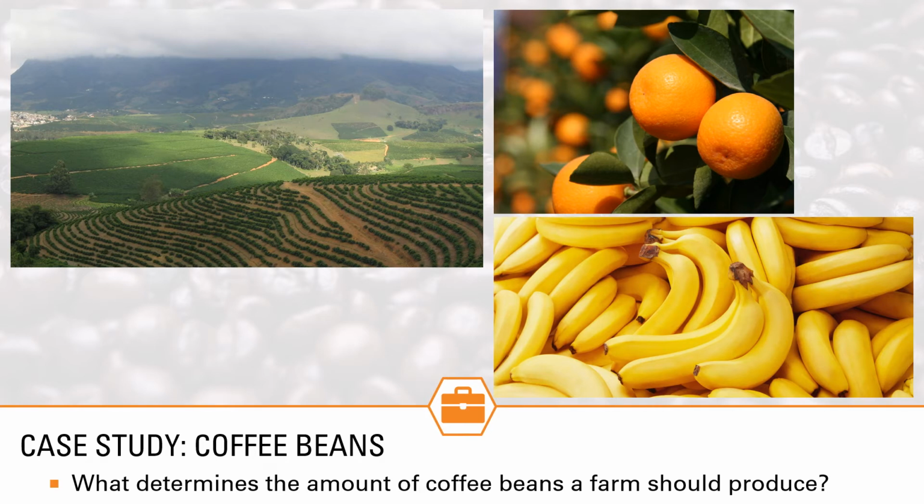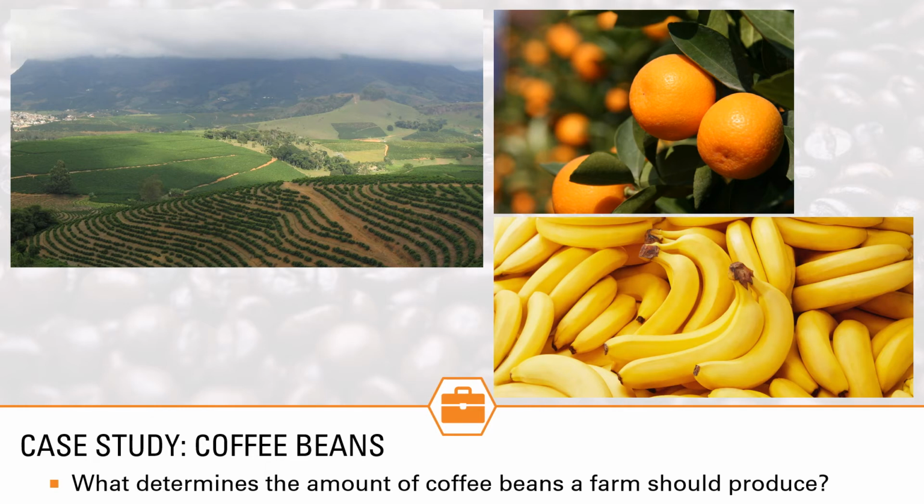If I, as a producer or as a farmer, decide I want to use a certain part of my land to produce coffee beans, then that means I can't produce oranges or bananas. I could instead, for example, produce all oranges or bananas, or I could split my land into three and produce a third coffee beans, a third oranges, and a third bananas. But it's not as simple as saying I'll just produce as much as I can. Okay, because there are opportunity costs associated with this.